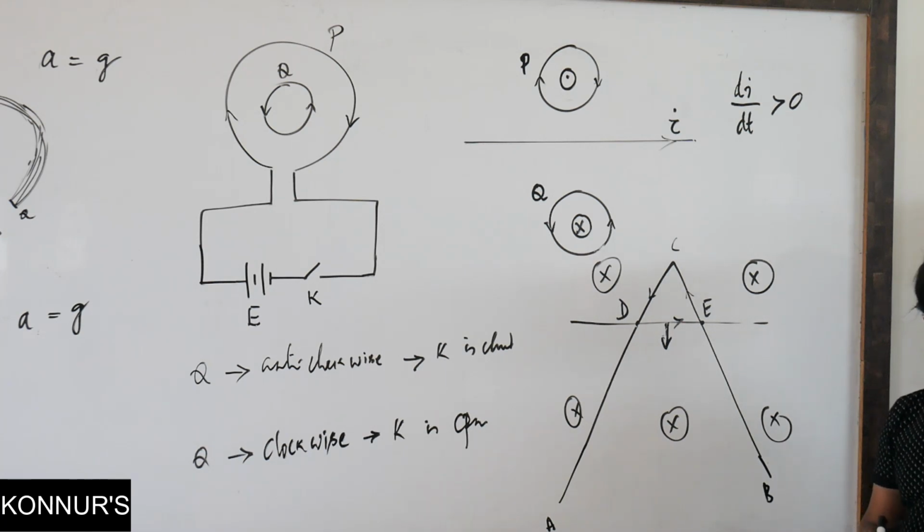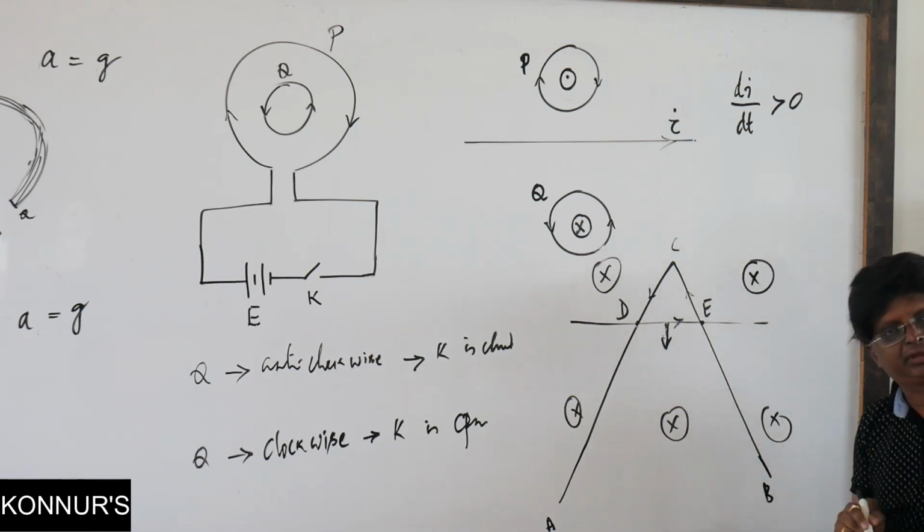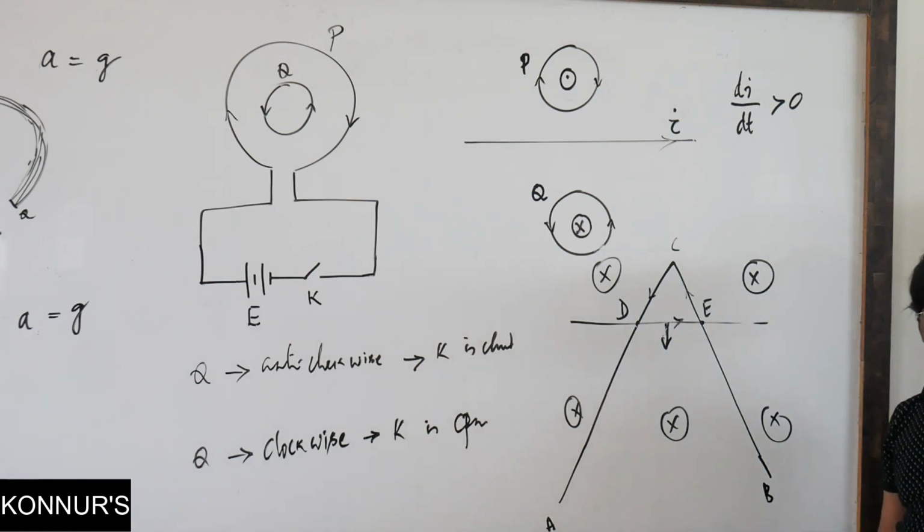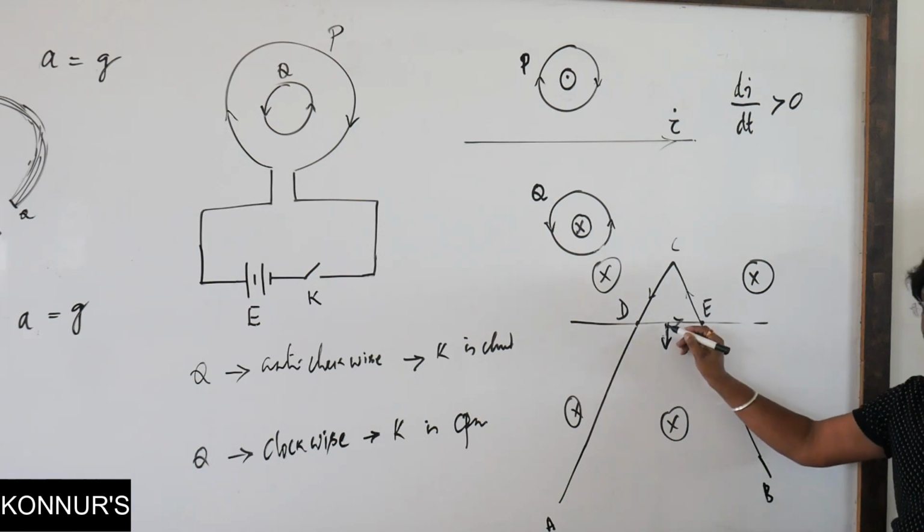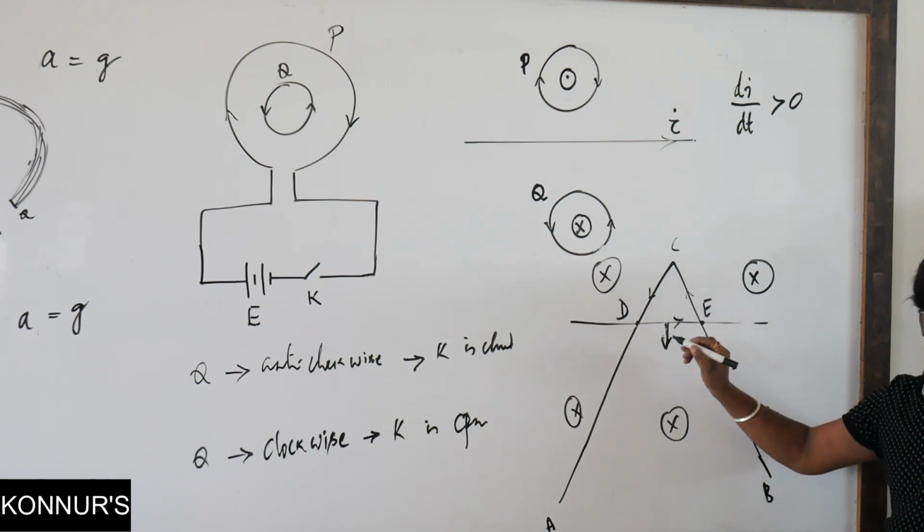Now the question is whether that current is a steady current or variable current. For that, data is very key. Here I said this wire is allowed to slide.